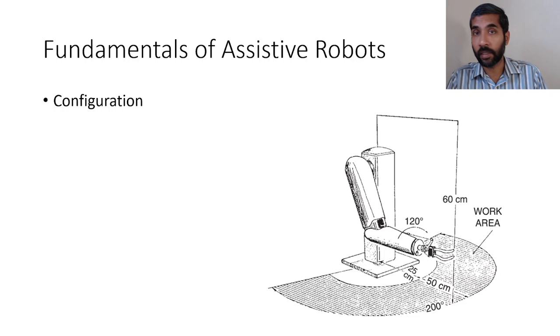So the first thing is the configuration. And what we mean by configuration is, where is the robot located? So is it fixed to a table? Or is it a mobile robot, which is, for example, attached to a wheelchair? Or is it a robot that is fixed to the human being and can be essentially carried around? So that would be the first thing that you want to know about an assistive robot.